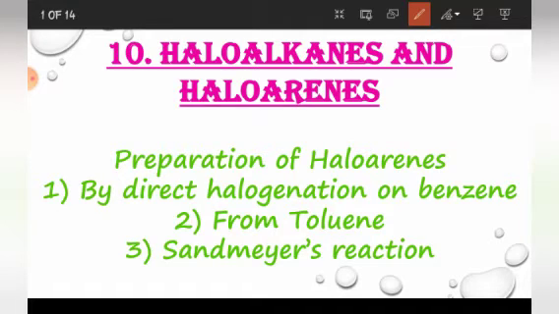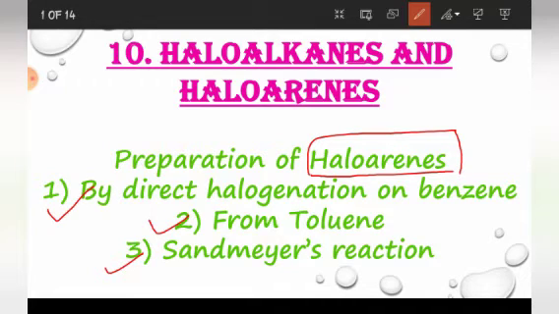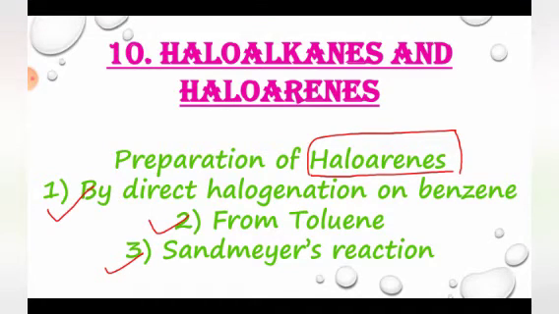Today I will be discussing again chapter number 10, Haloalkanes and Haloarenes. We have already covered preparation of haloalkanes. In this video I will be discussing preparation of haloarenes. Now we will be doing three methods for this. First is by direct halogenation on benzene. Second is from toluene, and third is Sandmeyer's reaction. So for the preparation of haloarenes, there are three methods and we will be discussing them one by one. So let's move on to our first method.